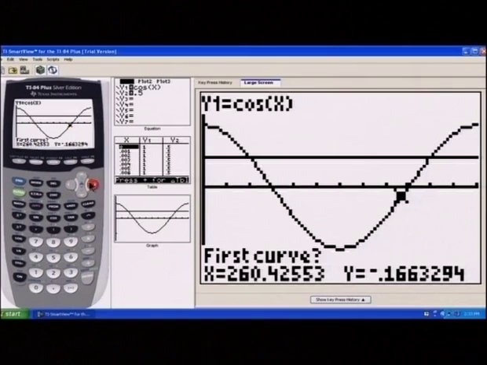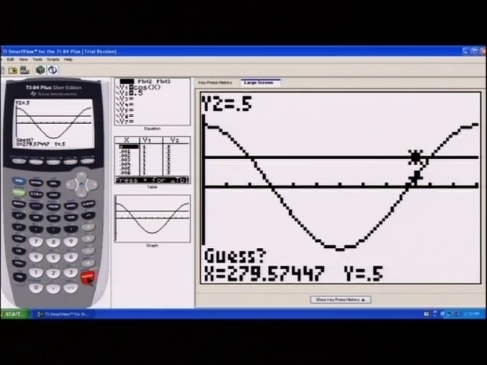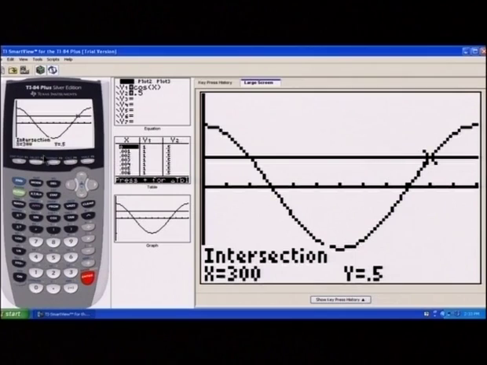Your calculator is easier to use than this one. You can just hold down that button and it will move. First curve, yes. Second curve, yes. Yes, yes. 300, which we know is 5 pi over 3. So we have found both of those solutions.